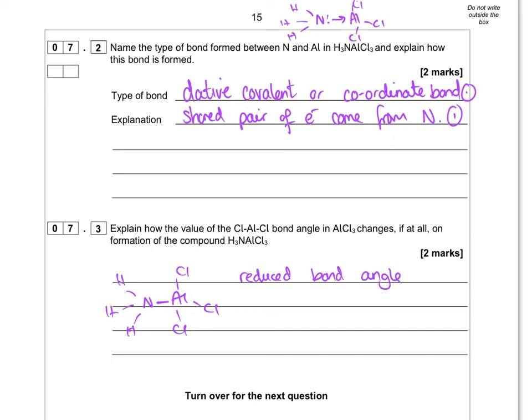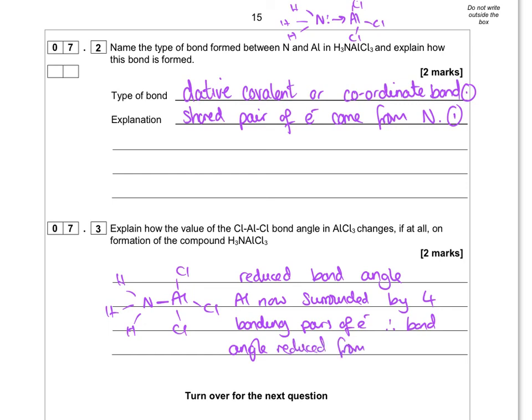Okay, and if you've identified that the bond angle is going to be reduced, then you're going to get a mark. You need to justify why, so you'd say aluminium now surrounded by 4 bonding pairs, therefore bond angle reduced from 120 degrees to 109.5 degrees.